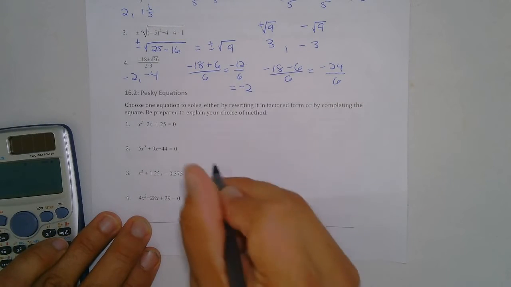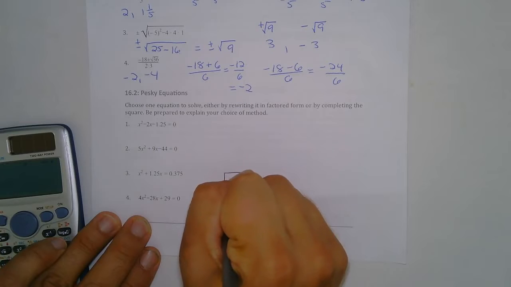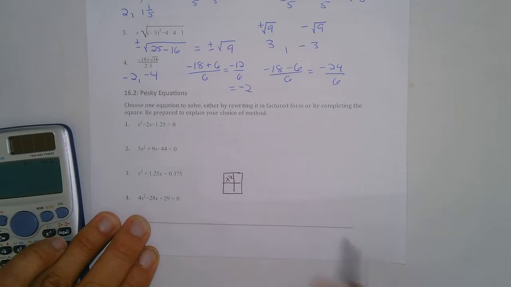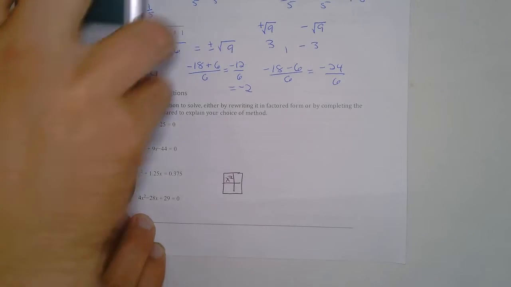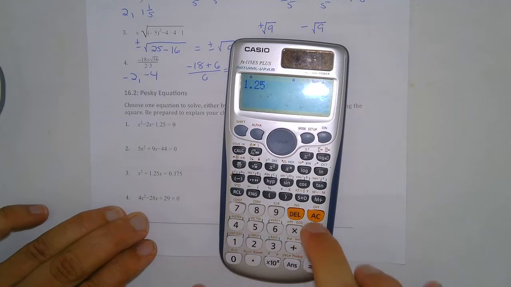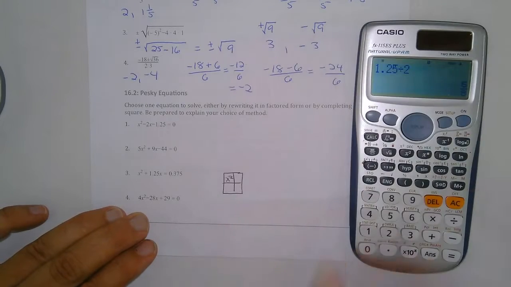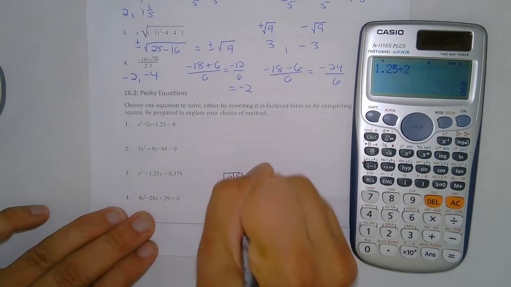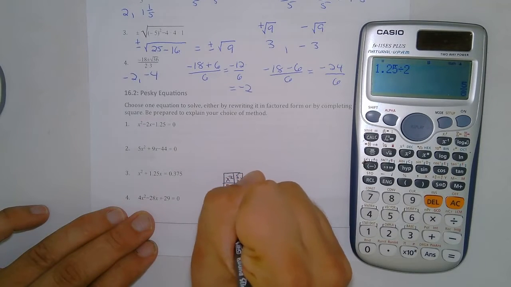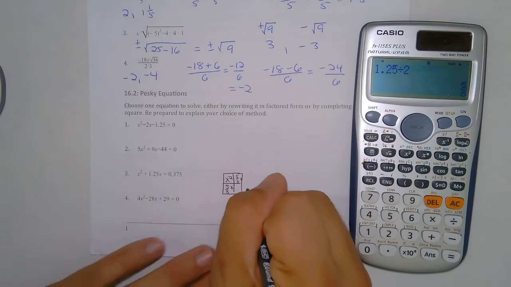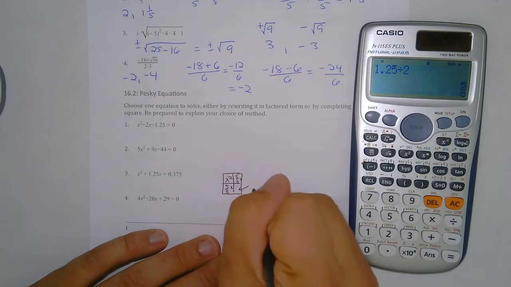square on 1.25x. So what I'm doing here is I have my x squared term, and then we have 1.25x, but I'm going to divide that into two pieces. And I get 5/8. So we have 5/8 x and 5/8 x. And then this piece ends up being 5/8 squared.